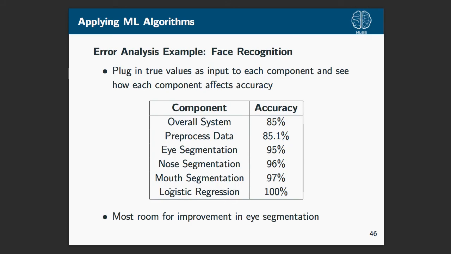And then essentially here, once you plug in the final values of logistic regression, because that's the last step, your model would obviously have 100% accuracy. So you can go through and look at the differences between each of these. So plugging in logistic regression gave it 3% more accuracy, whereas over here, plugging in the I segmentation gave it almost 10% more accuracy, right? So you know that the I segmentation portion of your model has the most room for improvement.